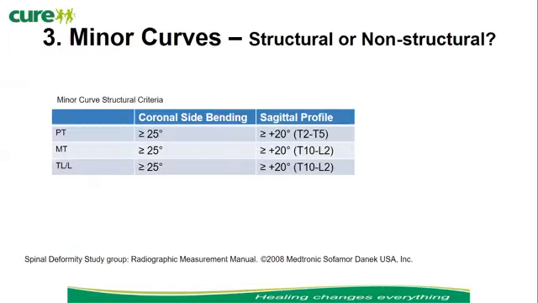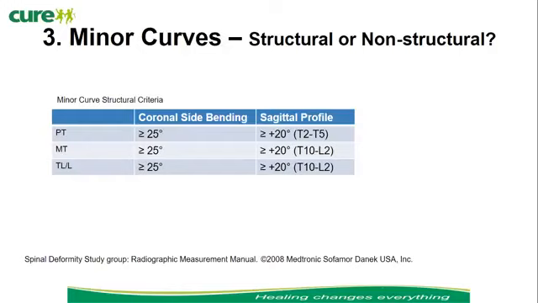Then the third thing, after you have identified the main curve, all the others you're going to consider to be the minor curves. And then you need to know whether any one of them is structural, whether the proximal thoracic one is structural, the main thoracic, if it is a minor curve, or the thoracolumbar or lumbar curve is structural or not.